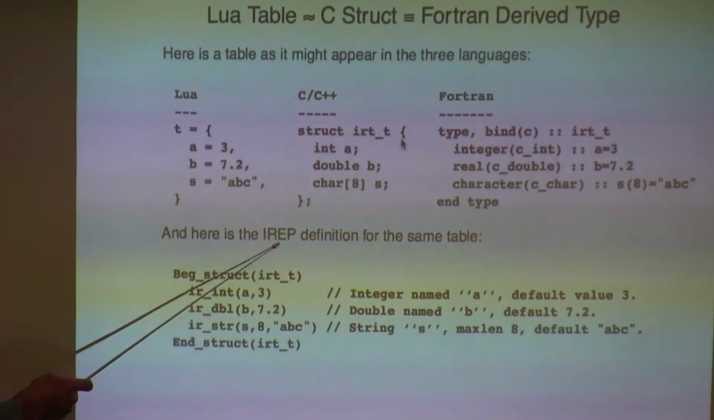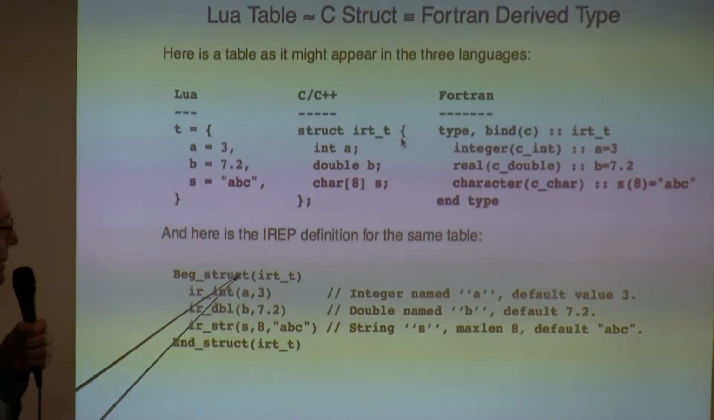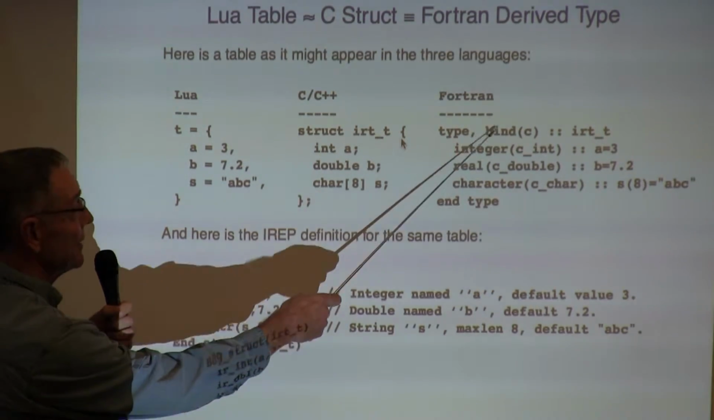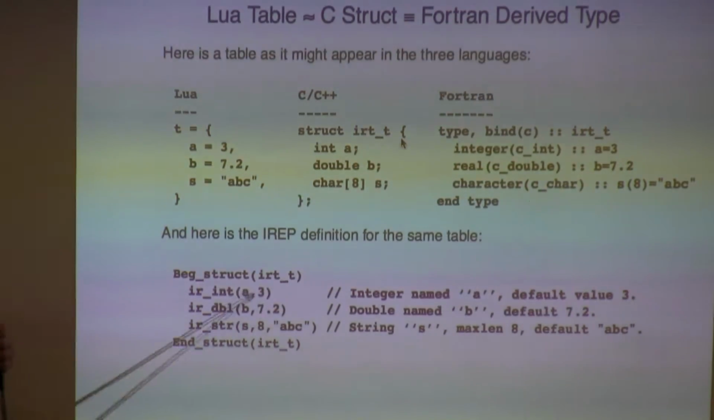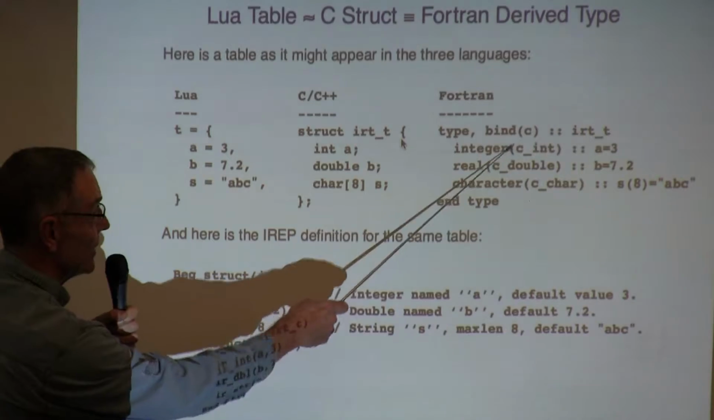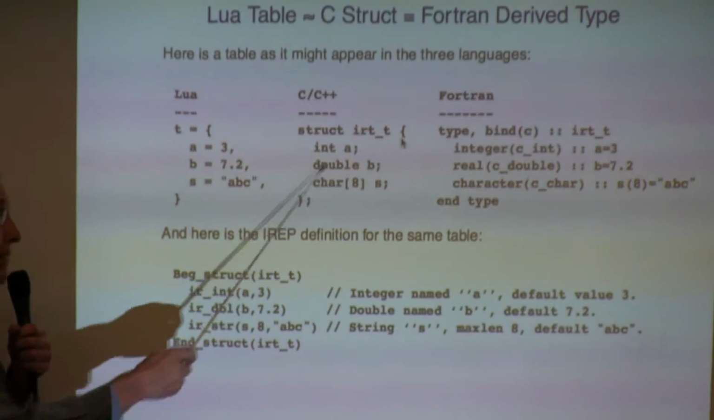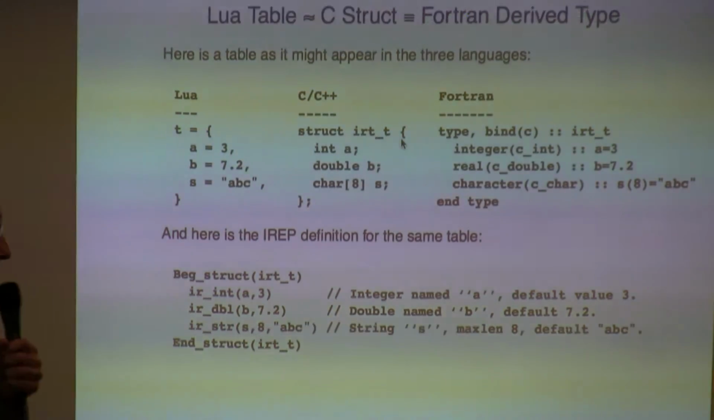Now, here's how I write it in IREP. 1-to-1. Begin struct IRT underscore T. What comes out, if you're in a Fortran context, is this line. IRT underscore int, A comma 3. What comes out is integer parentheses C int, A equals 3. And likewise on the C side. Simple CPP macros. That's really all it is. And it only takes a dozen of them overall. We'll do the whole job.